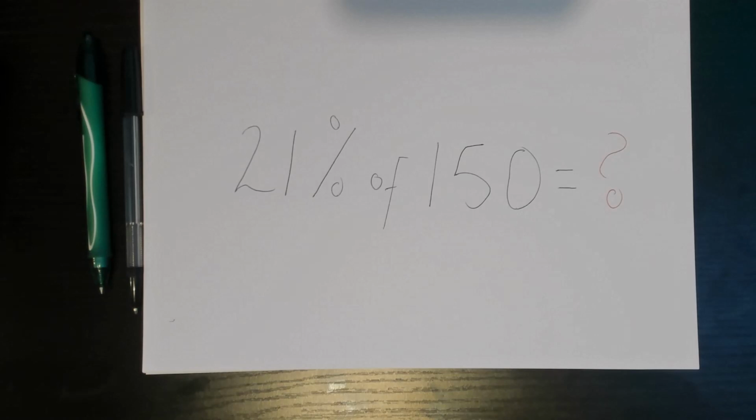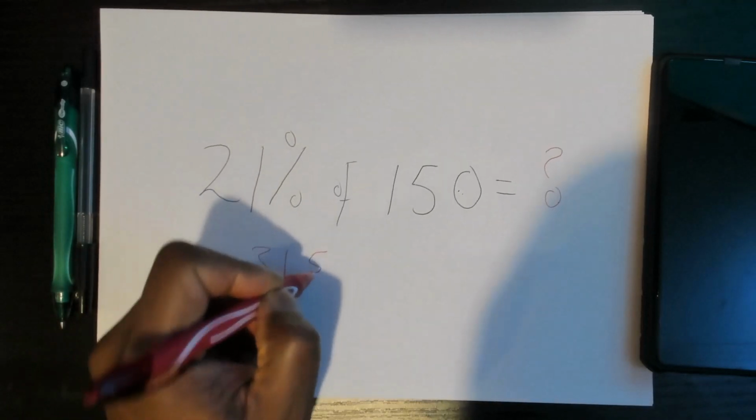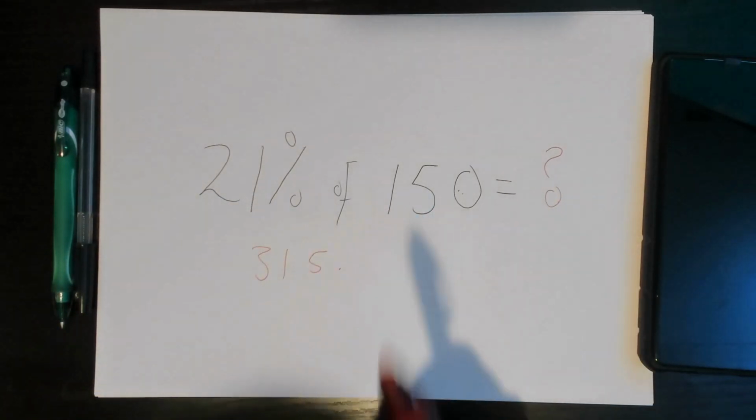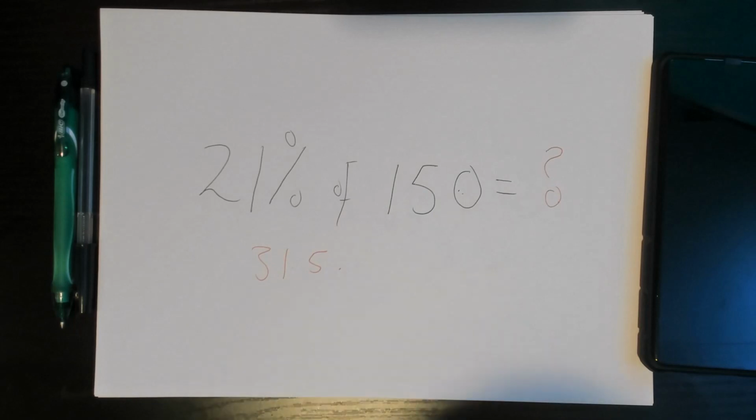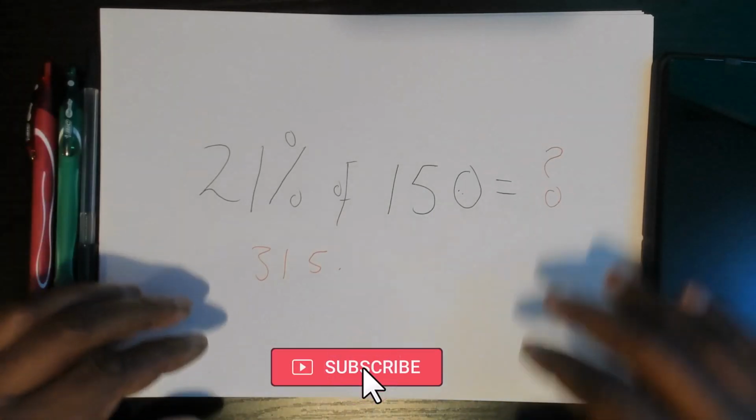Okay, your time is up. Watch me. 15 times 2 is 30. 30 plus 1.5 equals 31.5. And there's your answer. 21% of 150 equals 31.5. So, how did I do it?